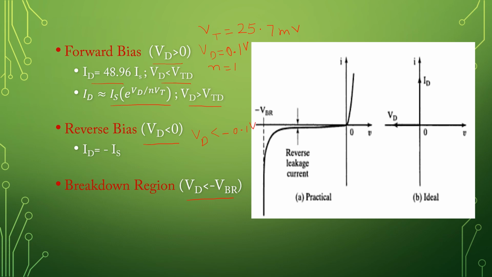If at all we consider the exponential term in the Shockley equation, it becomes negligibly small. So what is the Shockley equation? Id is equal to Is into e power Vd by nVt minus 1.